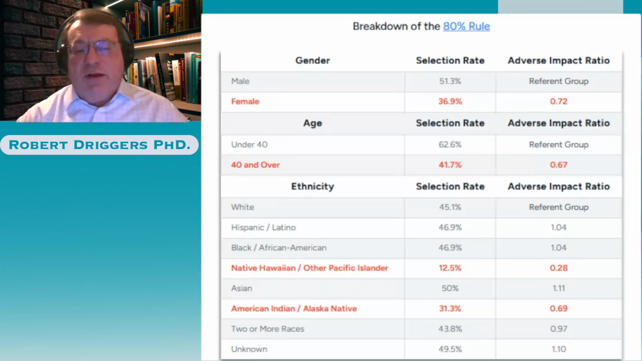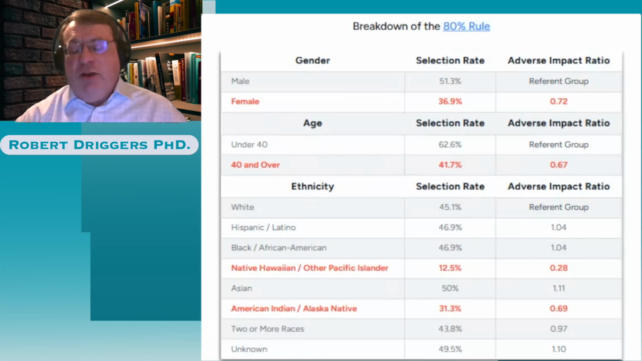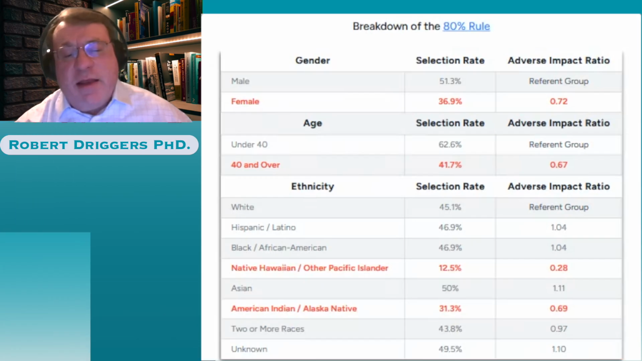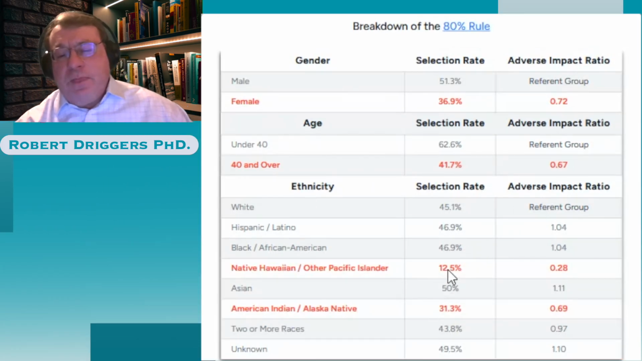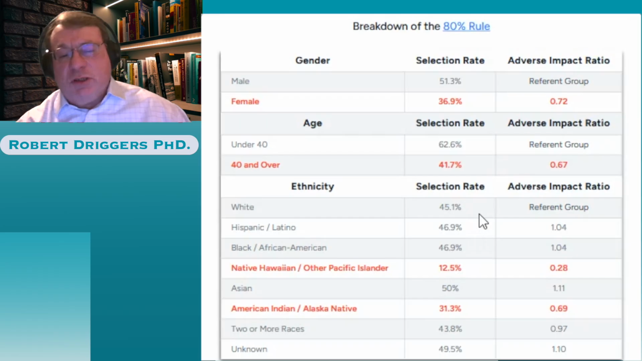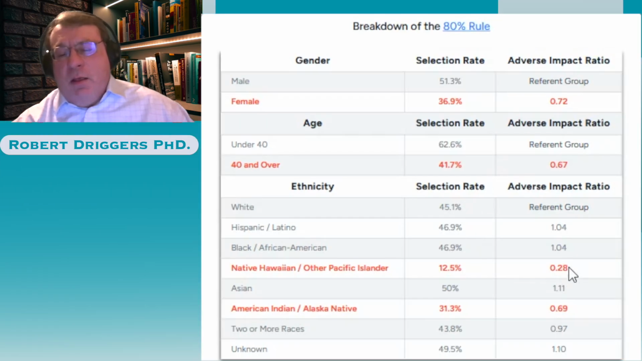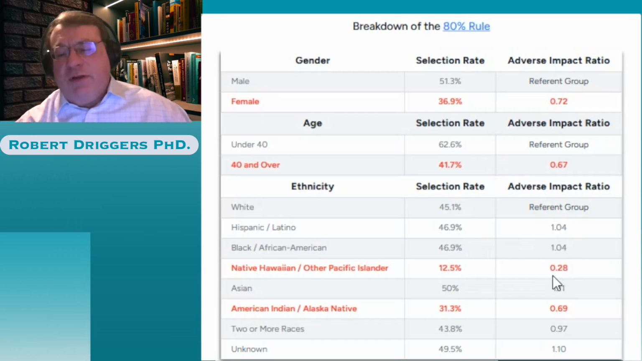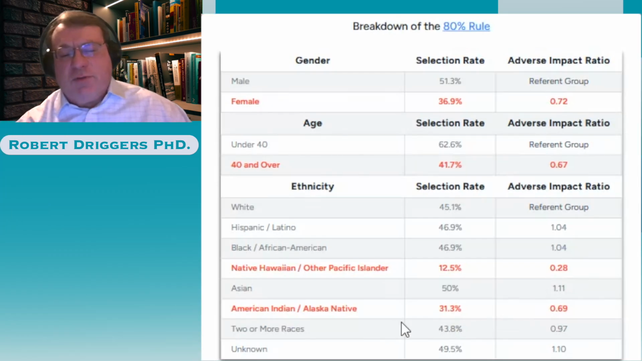However, in contrast, the Native Hawaiian and American Indian groups are in red, and you can see by the ratios for Native Hawaiian, other Pacific Islander, the selection rate is 12.5%. When you divide that by 45.1%, which is the selection rate for whites, you get 0.28. This 0.28 is less than 0.80, therefore, that's evidence of adverse impact using the 80% rule. The same pattern follows for American Indians and Alaskan Natives.